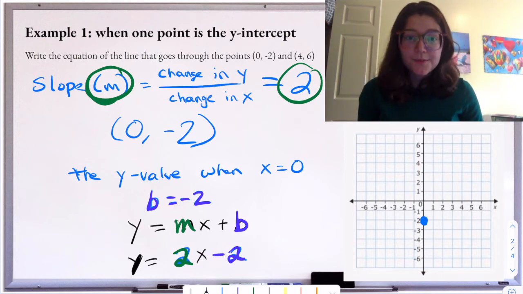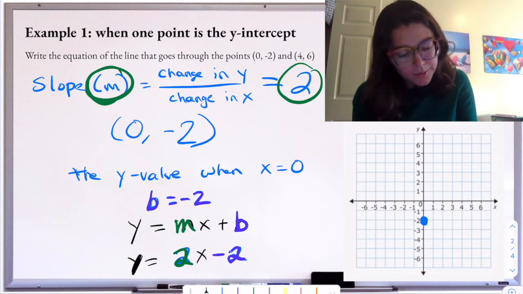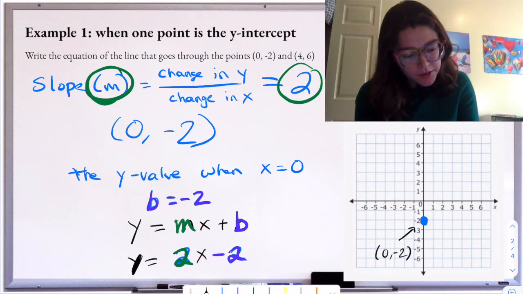y equals 2x minus 2. Okay, we could also graph this. This is the point (0, -2). This is the point (4, 6).